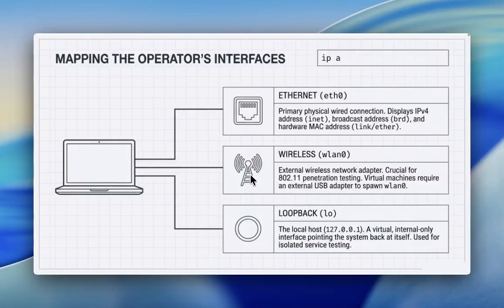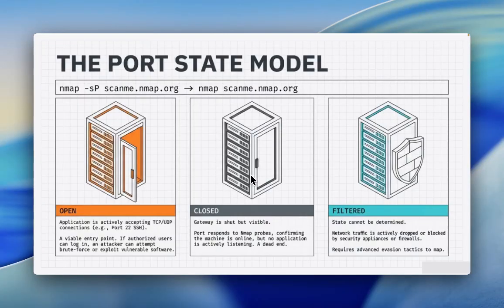Mapping the operator with ip a. eth0 is the primary physical wired connection, displays IPv4 address inet, broadcast standard brd, and a hardware MAC address, link/ether. Wireless wlan0 is an external wireless network adapter, crucial for 802.11 penetration testing. Virtual machines require an external USB adapter to span wlan0. Loopback, the localhost 127.0.0.1, a virtual internal only interface pointing the system back at itself, used for isolated service testing.